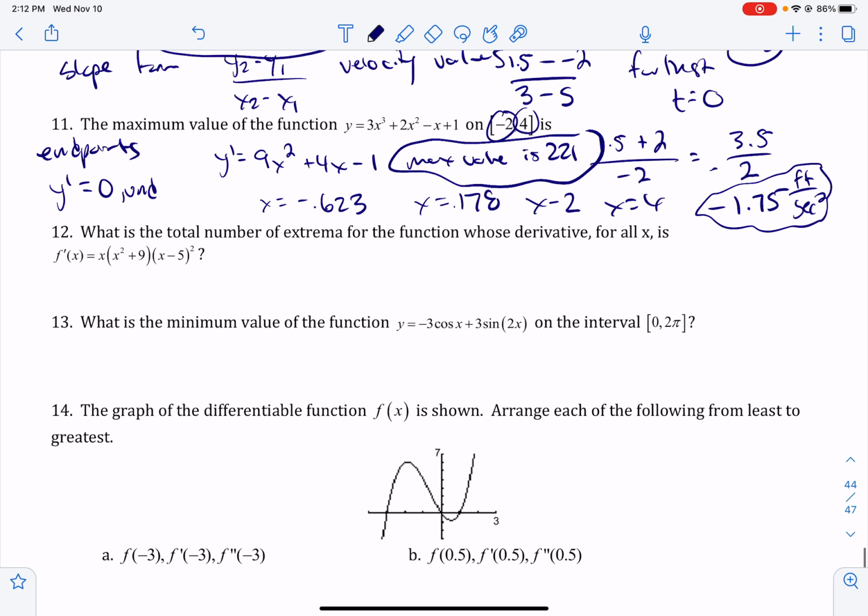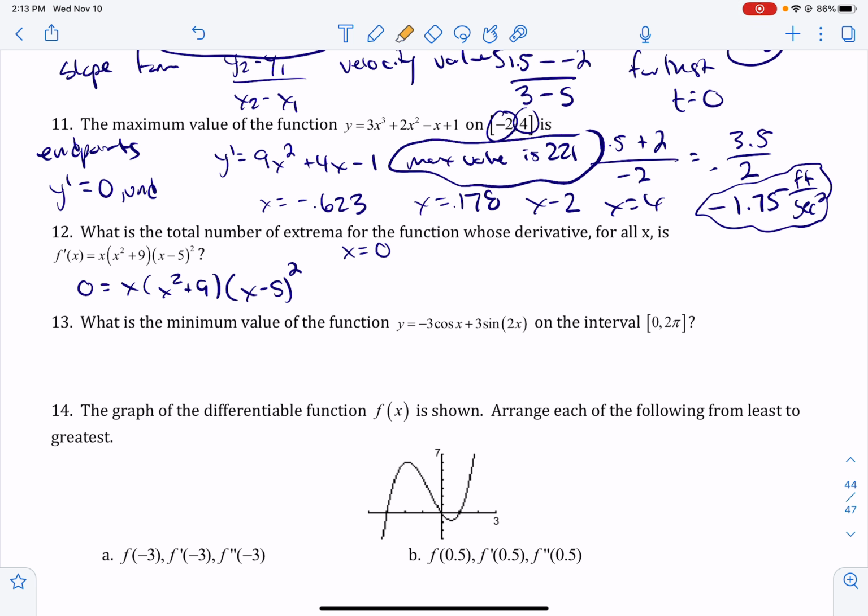Okay, number 12. What is the total number of extrema for the function whose derivative for all x is f prime equals x times x squared plus 9 times x minus 5 squared? So it already gave me the derivative. And I know that extrema happens when my derivative equals 0. So if I rewrite this, 0 equals x times x squared plus 9 times x minus 5 squared, I have a bunch of values that could possibly be 0. So any of these three could multiply and be 0. So x could be 0.